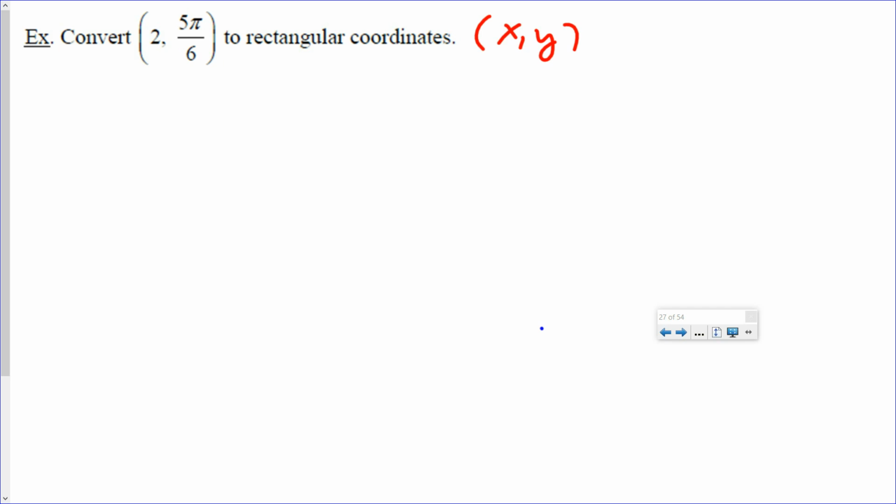So if you want x, y, let's think about what we have. If this is rectangular, what must this be then? Polar. If this is polar, what's calculus talk for your 2? R. And what's calculus talk for 5 pi over 6? Theta. So if you want x and y, what formula relates x and y to r's and thetas? x is equal to r cosine theta and y is equal to r sine theta.